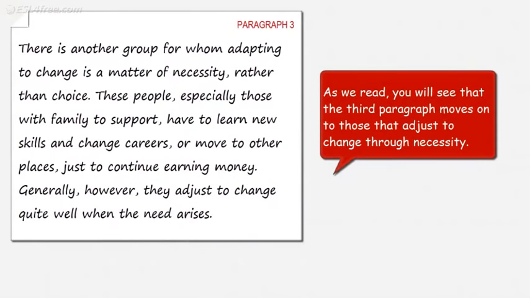As we read, you will see that the third paragraph moves on to those that adjust to change through necessity. There is another group for whom adapting to change is a matter of necessity rather than choice. These people, especially those with family to support, have to learn new skills and change careers or move to other places just to continue earning money. Generally, however, they adjust to change quite well when the need arises.